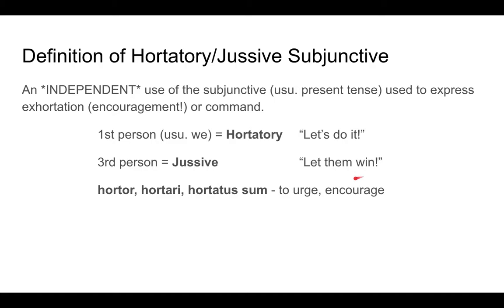Maybe good at this point to remind you that hortatory just comes from the Latin word hortor, hortari, hortatus sum, to urge or encourage. Not garden, you silly guys. That's a different word. And jussive comes from the Latin verb iubeo, iubere, iussi, iussum, which means to order. So jussive is kind of like a soft order, and hortatory is an encouragement. Hopefully that'll help you remember these guys.